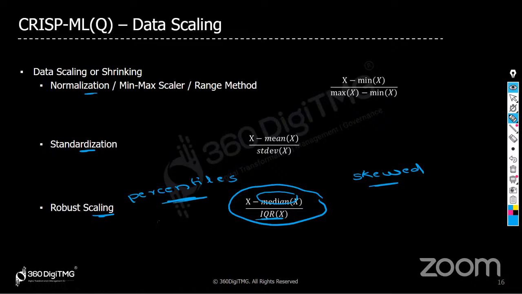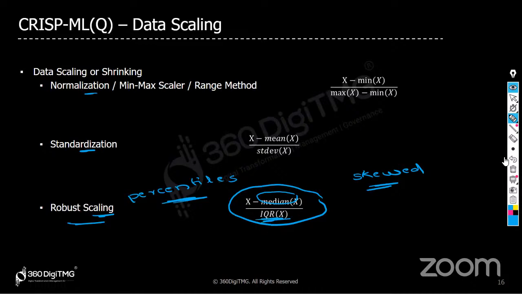So robust scaling is for scaling the data based on percentiles, making it robust to the outliers. So this is mostly preferred when the data set is having outliers and when the distribution is skewed. Robust scaling is achieved by subtracting the median and dividing by the interquartile range.